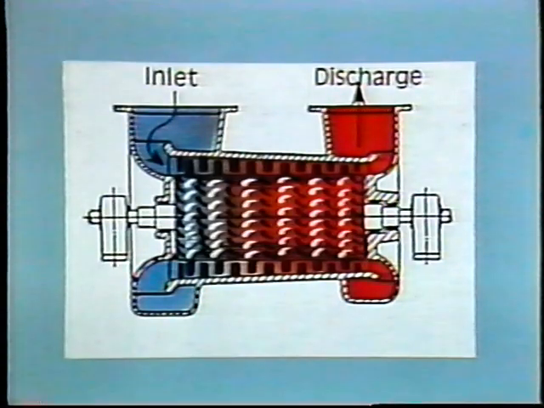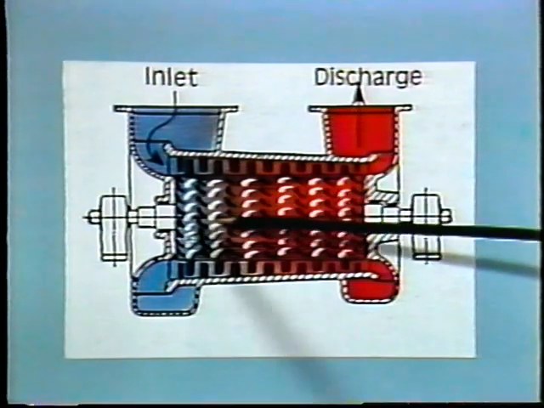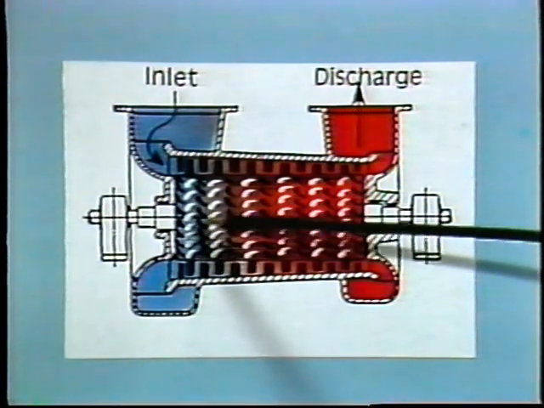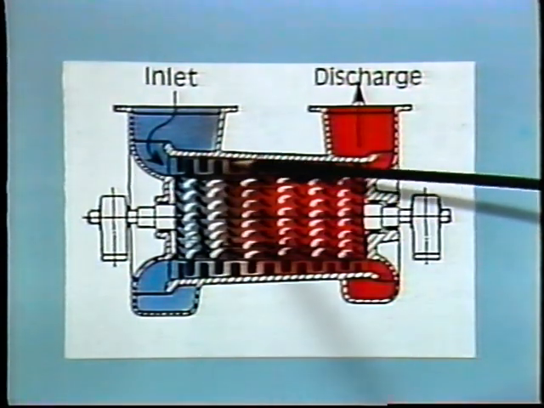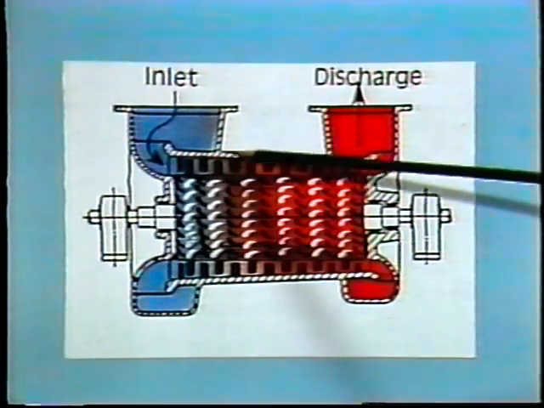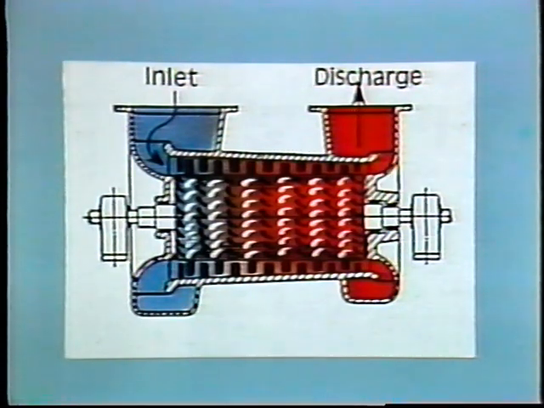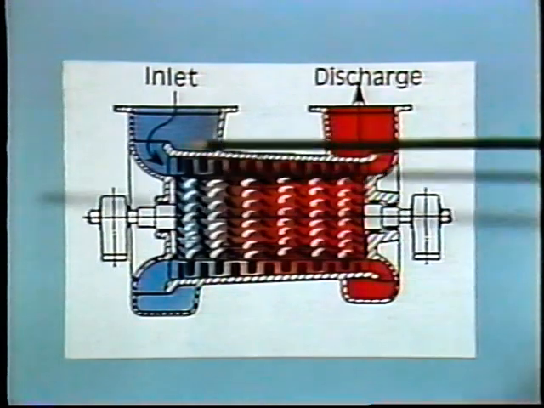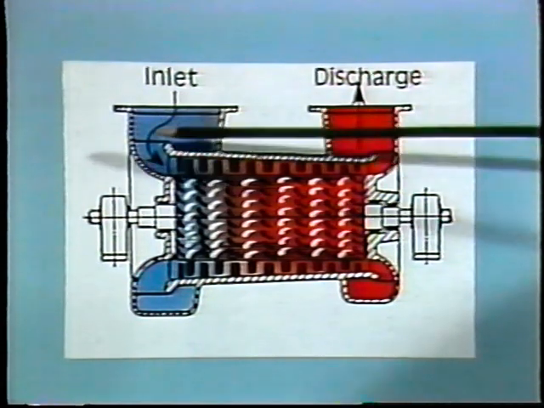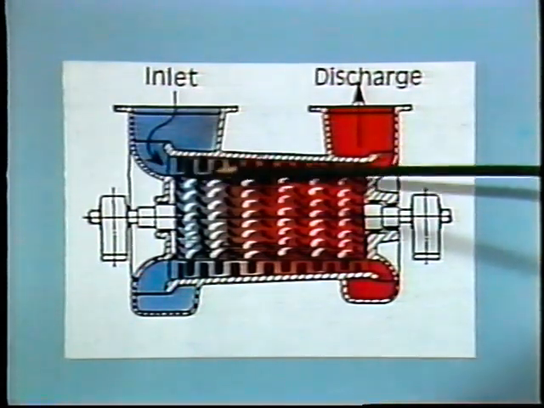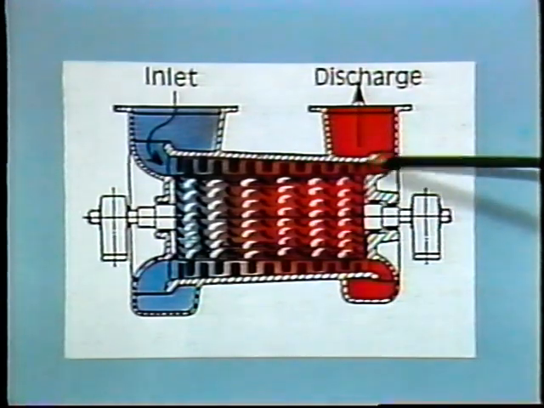Here is a drawing of a typical multi-stage axial compressor. Here, the impellers or blades are mounted both on the rotor and the inside of the compressor housing. As the rotor is turned, air enters the inlet here and is forced through the compressor to the output port here.